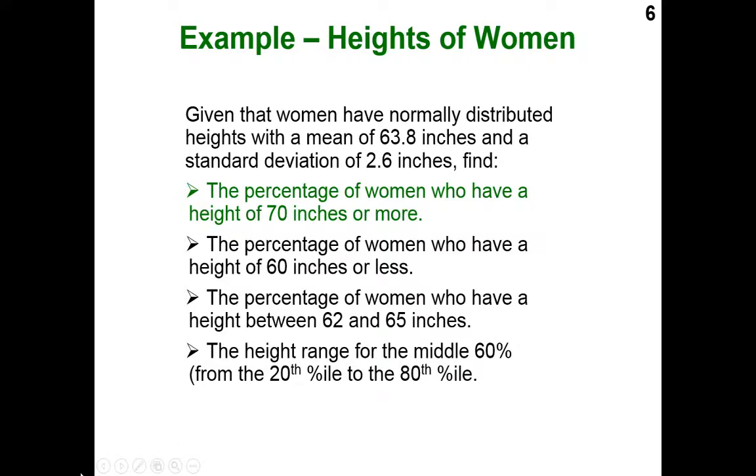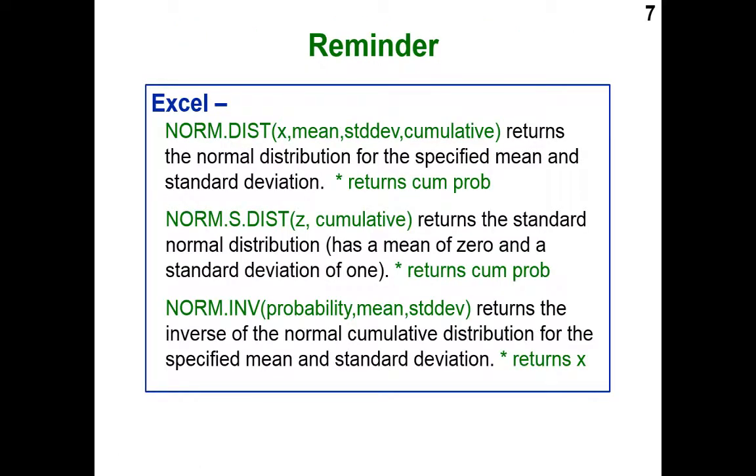So the middle 60%, from the 20th percentile to the 80th percentile. We're going to see how we can use the standard normal distribution and z-score in Excel to calculate the range for the middle 60%.